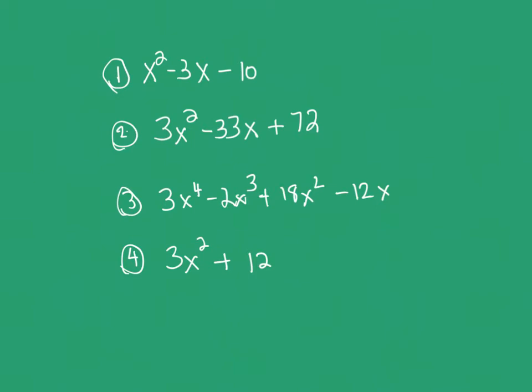Number 1 is x squared minus 3x minus 10. Number 2 is 3x squared minus 33x plus 72. Number 3, 3x to the 4th minus 2x to the 3rd plus 18x squared minus 12x. Number 4, 3x squared plus 12. If you need additional time to copy these down, go ahead and pause the video now.